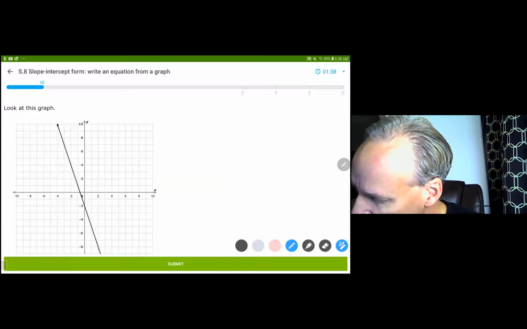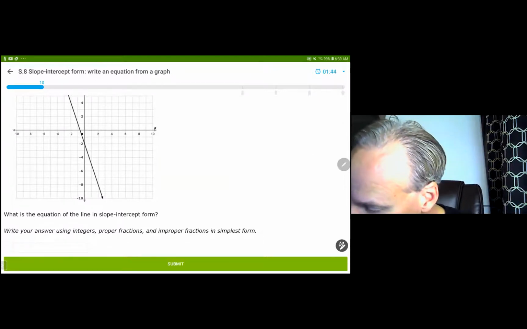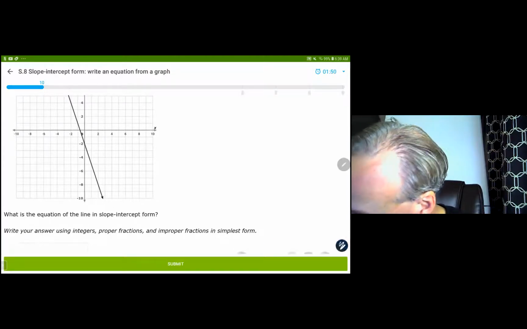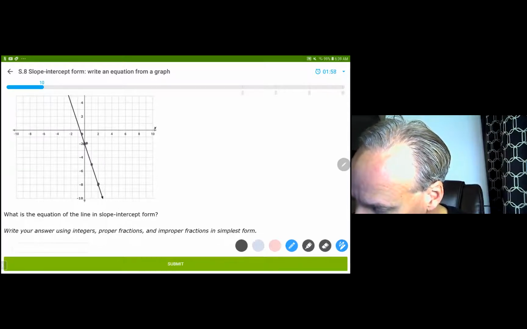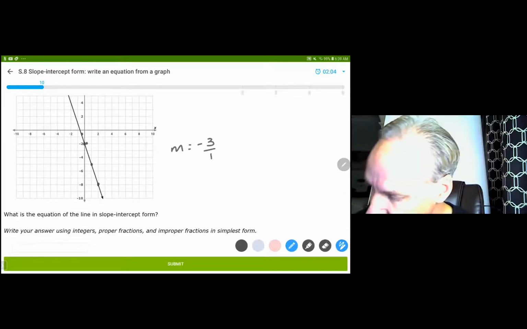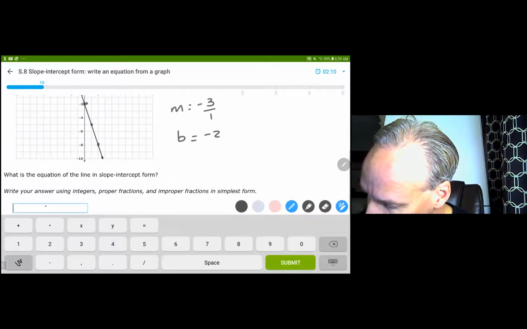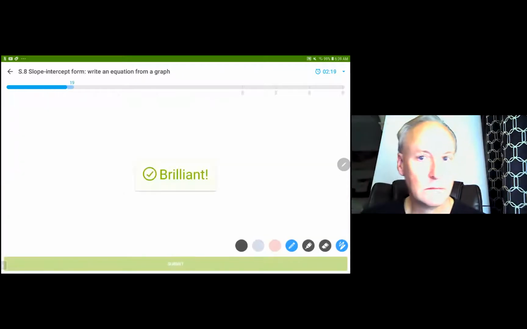And we're looking at another graph. It looks like our y-intercept value is -2. And it looks like we can count from this point down to this point, which looks like down 6/2 or down 3/1. So the slope is -3/1 if you like. And the y-intercept b value is -2. And so we have an equation: y equals -3x minus 2.